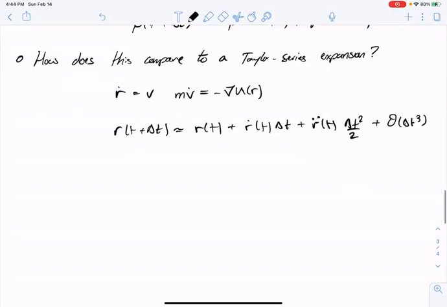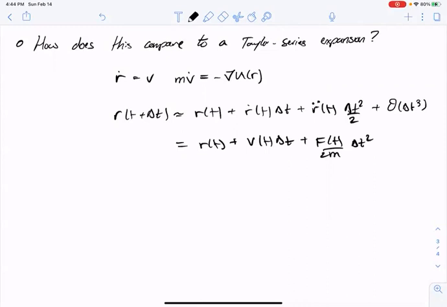We could give these derivatives names. The rate of change of the position is just the velocity. The rate of change of the velocity is just the force up to a factor of m. Positions, velocities, and forces are things we imagine we know how to compute or know how are being represented explicitly.